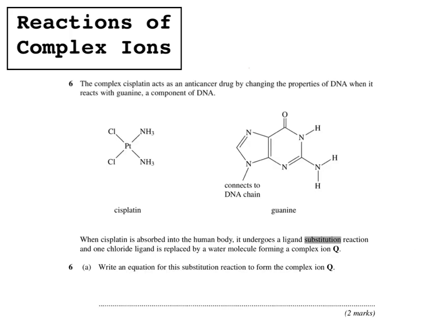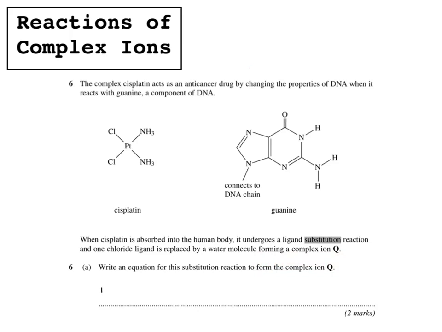So let's have a look at a couple of past exam questions on this. The complex cisplatin acts as an anti-cancer drug by changing the properties of DNA when it reacts with guanine, a component of DNA. When cisplatin is absorbed into the human body, it undergoes a ligand substitution reaction, and one chloride ligand is replaced by a water molecule forming a complex ion Q. Write an equation for this substitution reaction to form the complex ion Q.